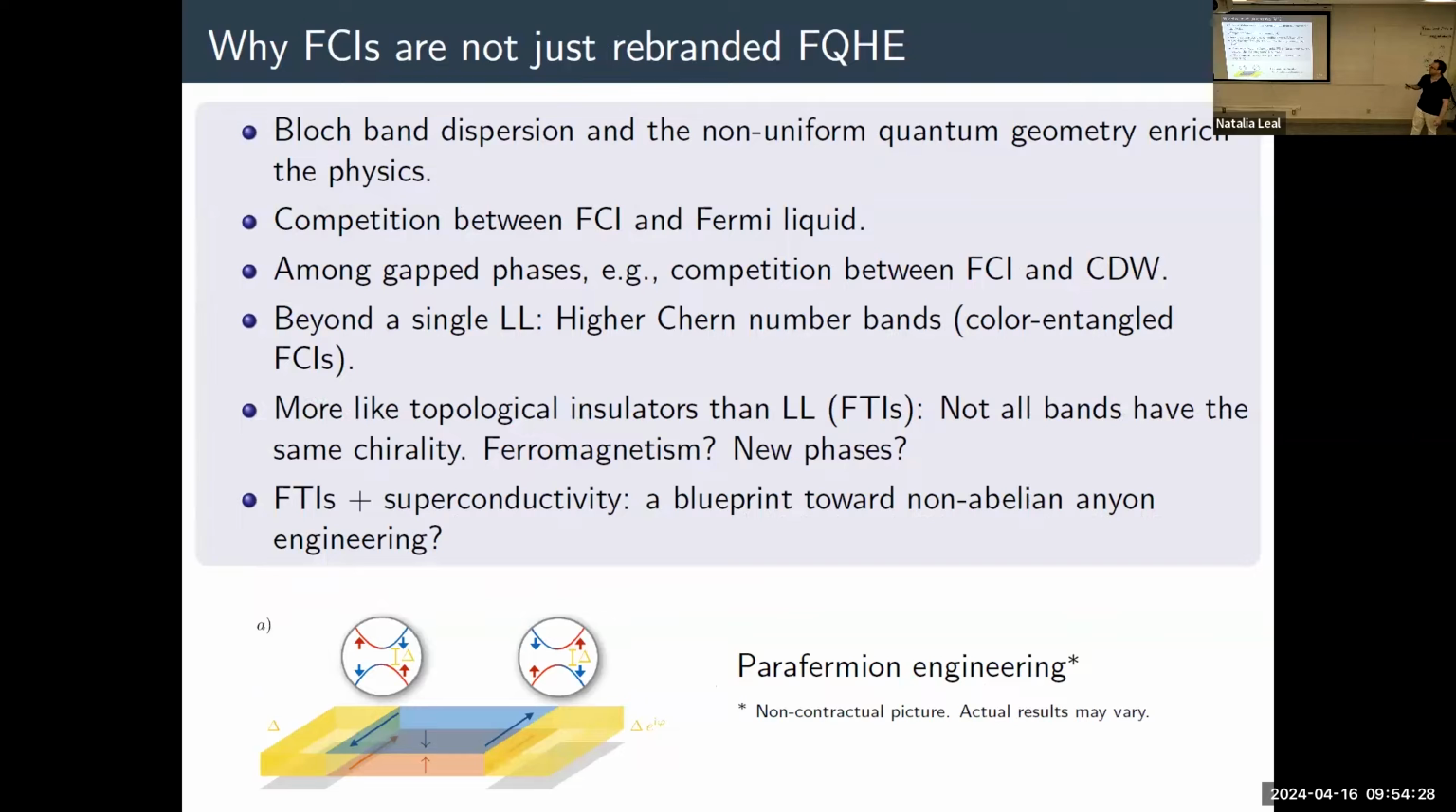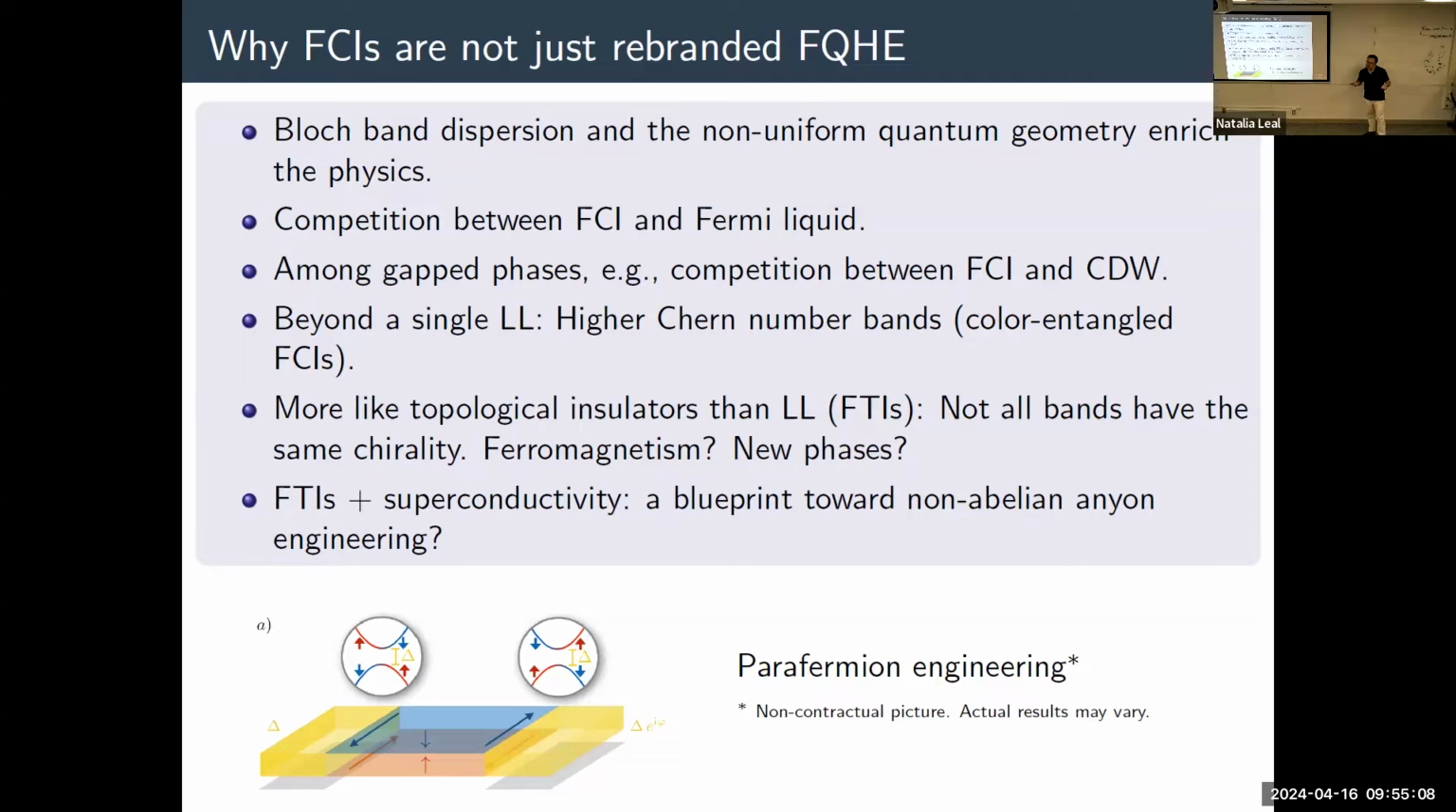So at the end of the day, what is the difference between an FCI and a fractional Hall effect? Well, it comes to the different options that you have in an FCI system, because here the bands are not perfectly flat. So you have the dispersion curve, the Bloch band, you have a non-uniform quantum geometry, and the physics can thus be richer. You can have competition, of course, between fractional Chern insulators and a Fermi liquid. If you have a dispersive band, as Greg was pointing out, if your interactions are too weak, basically you have a Fermi sea. If the interactions are stronger, then you might eventually be in a regime of an FCI.